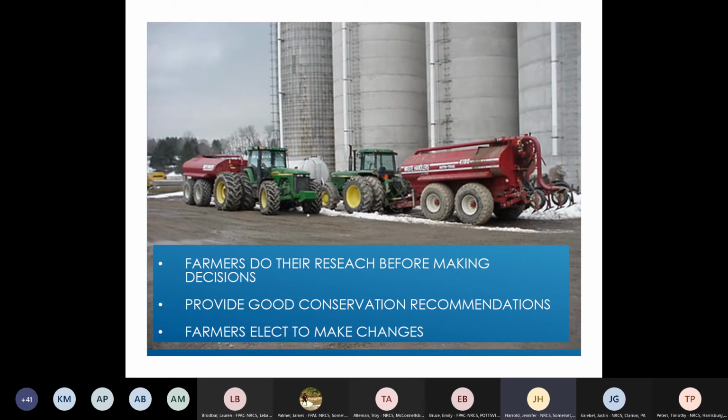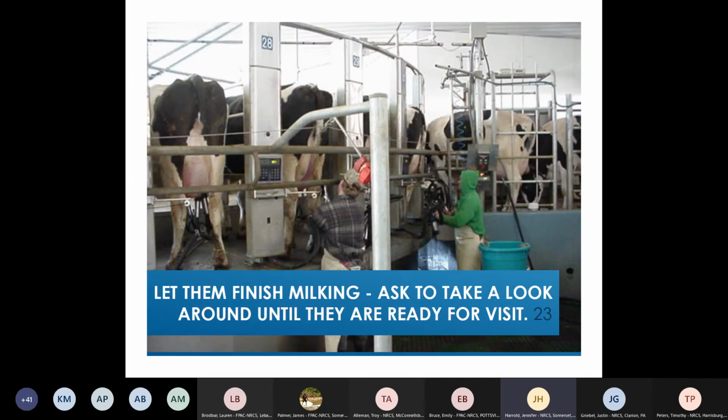And you don't tell a farmer to make a change, they elect to do it. You can give them guidance, show them examples, but you don't tell them what to do. So say you show up at a farm and they haven't quite finished up milking, just say, "Hey, I'll just take a look around, I'll be outside, let me know when you're ready."